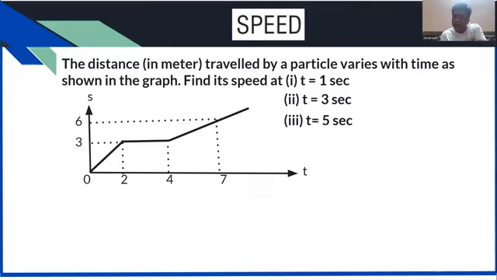3 by 2 meter per second. Very good. Now you please try t equal to 5 second. Take some time. So t equal to 5 second is somewhere.